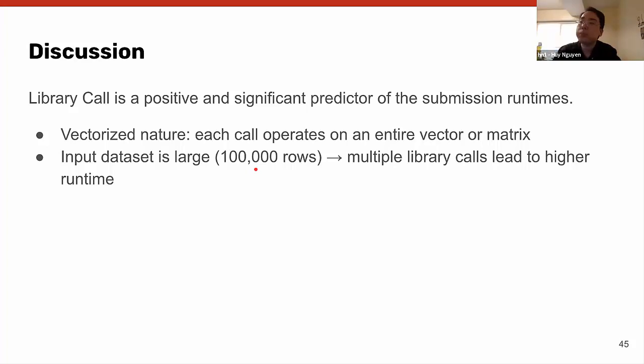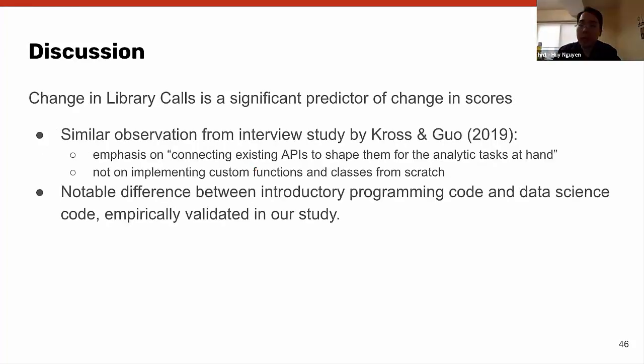Another measure of submission outcome that we investigated is the output score, because we want to see which change in coding metric closely aligns with the change in score when the student's score did change. So to this end, we set up a linear mixed model, and we found that library code is once again a positive and significant predictor.